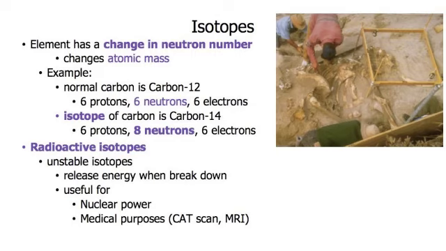Notice that all 3 isotopes have 6 protons. The simplest way to put it is, if you change the number of protons in a nucleus, you change the element.